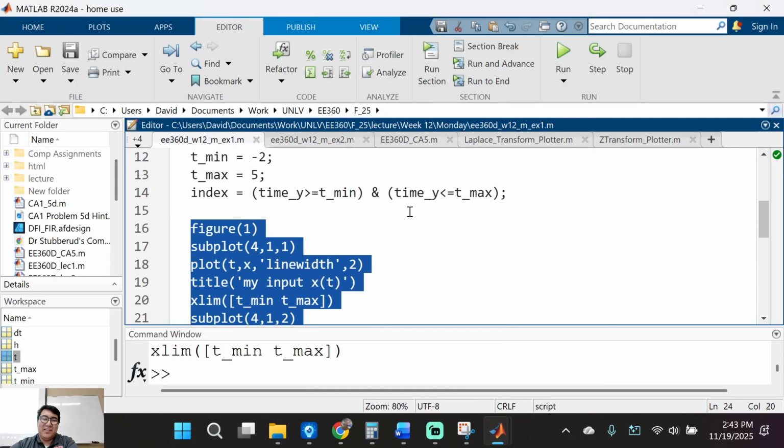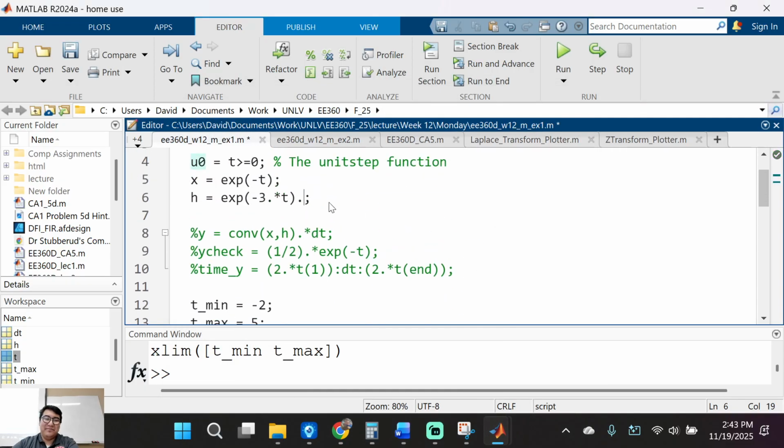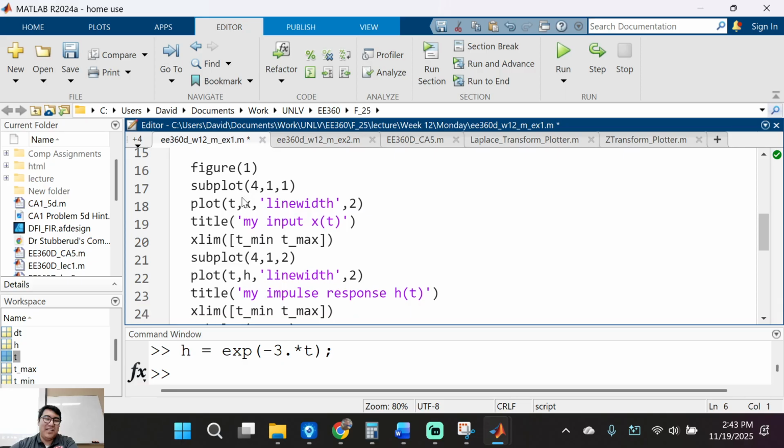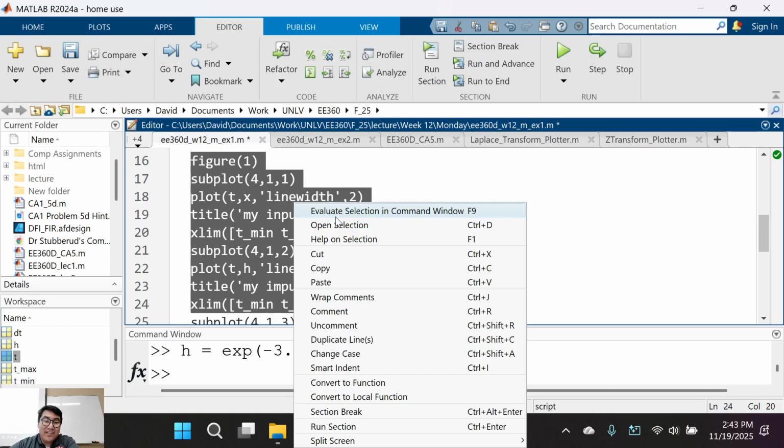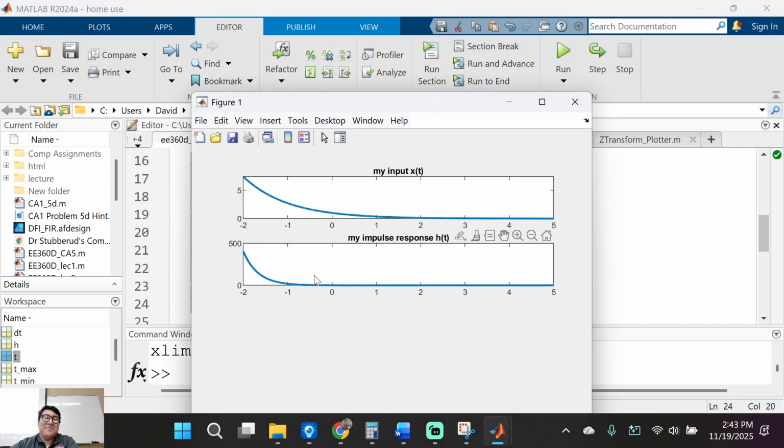Don't believe me? Let me get rid of the unit step. Boom. It's gone now. Like that? No, we don't like that. It disappeared. What happened? I don't know. You tell me. Run. See? The unit step's gone now.